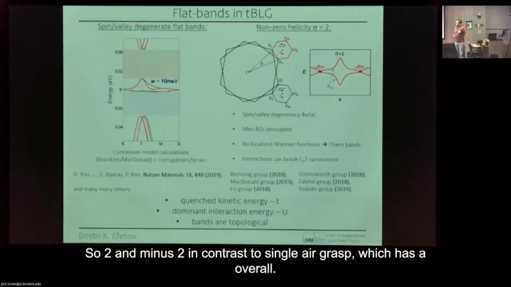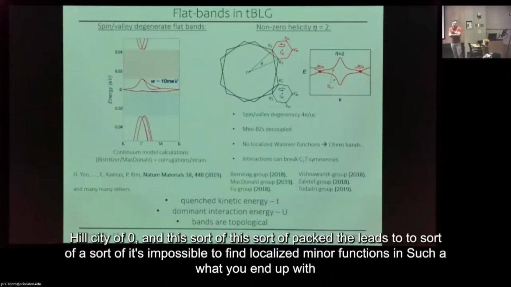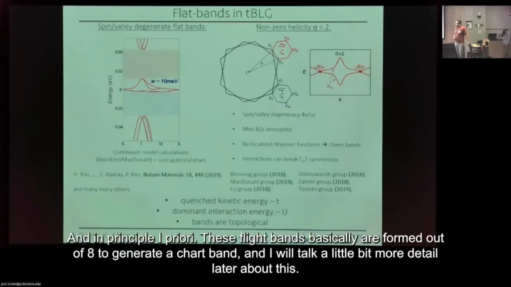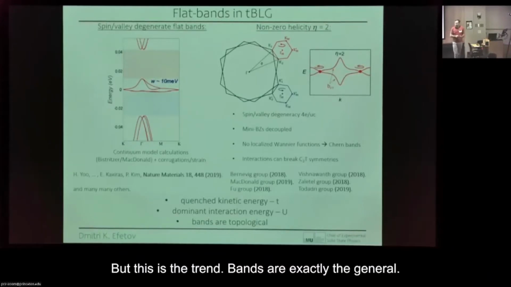And this sort of fact leads to it being impossible to find localized linear functions in such a system. And basically, what you end up with are Chern bands where electrons are basically not localized at the lattice site. And in principle, a priori, these flat bands are formed out of 8 degenerate Chern bands, and I will talk a little bit more in detail later about this.